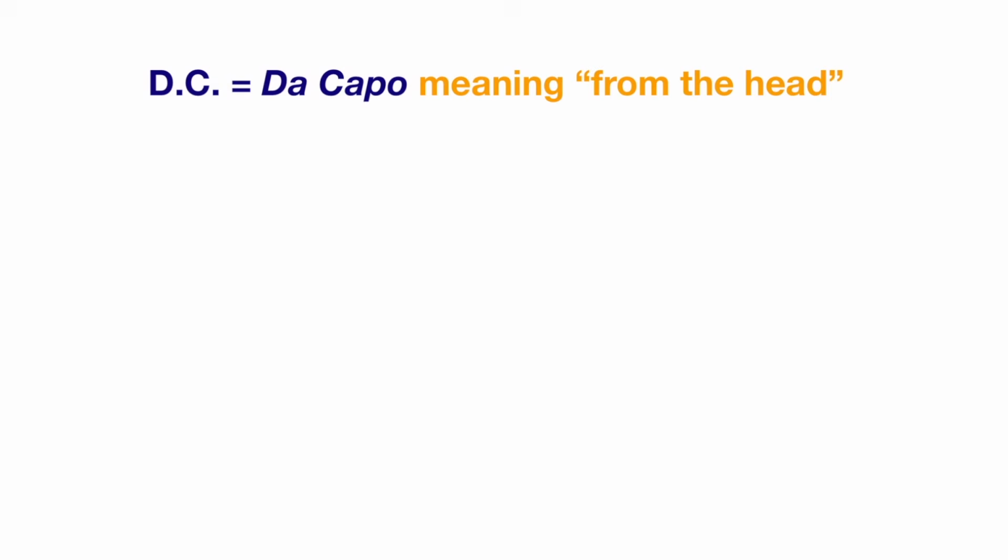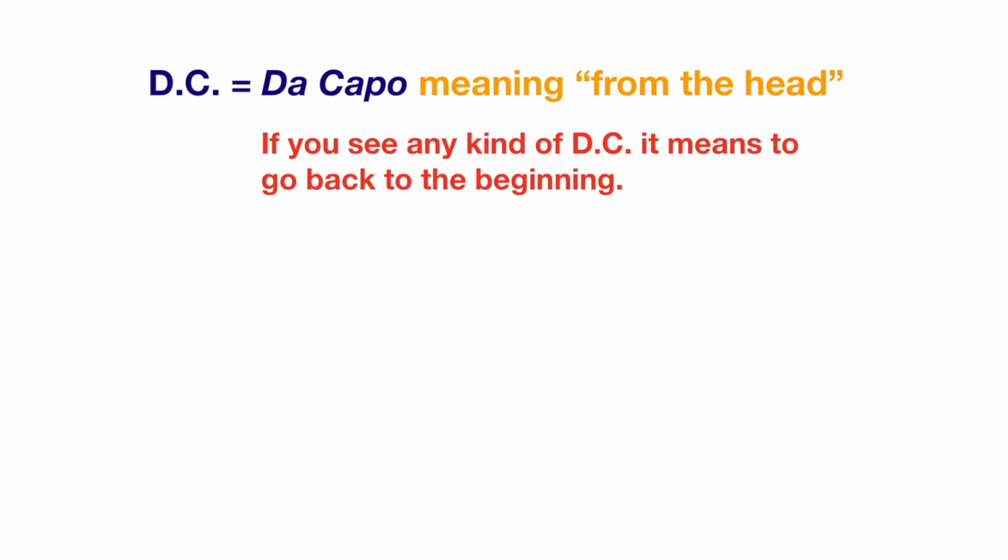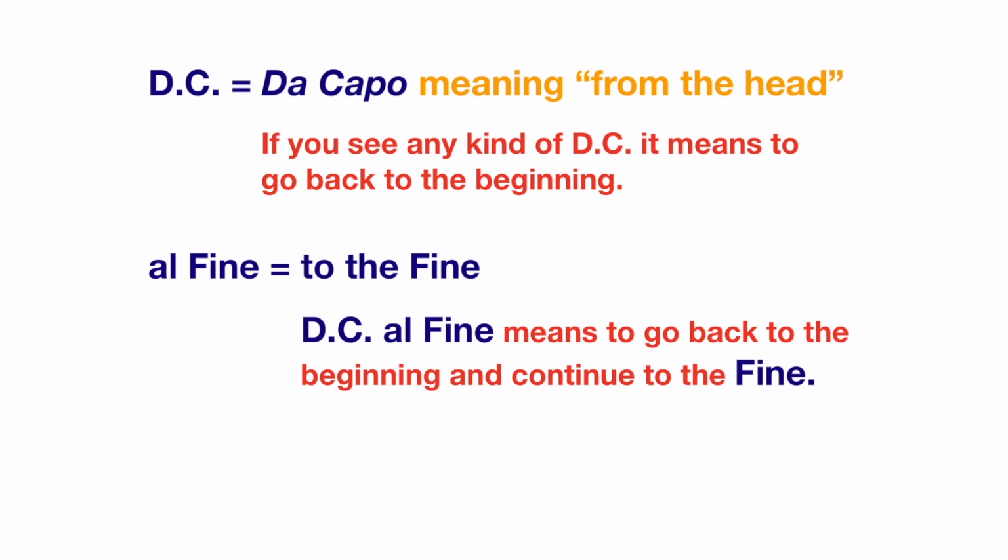Now, there are a handful of Italian terms that can also mean to repeat material. The first one we'll talk about is DC, which stands for da capo. This means from the head. If you see any kind of DC marking, it means to go back to the beginning, the head, the top. A common way you'll see DC is DC al fine. DC al fine means to go back to the beginning and continue to the fine.